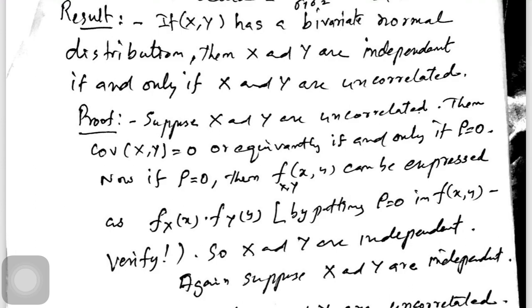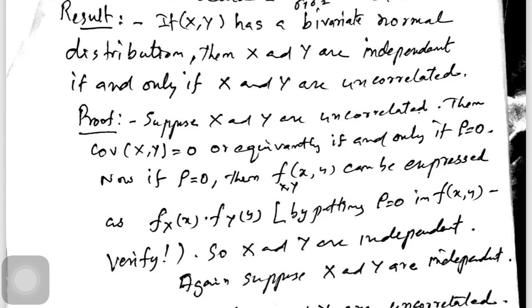So what we have to show is that if x and y are uncorrelated, then x and y are independent. And if x and y are independent, we can show that x and y are uncorrelated also for this particular distribution. And what is meant by x and y being uncorrelated? X and y are uncorrelated means rho is equal to 0.